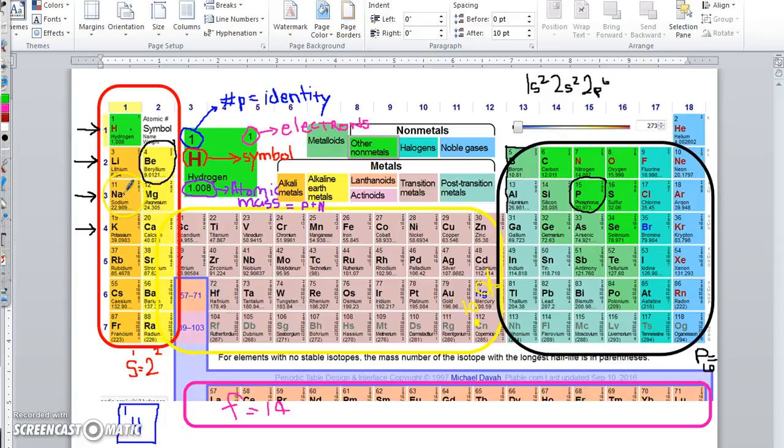Then I go down to 3s. So I've got to put 2 electrons in the s orbitals, so 3s2. And then I skip over all the way to 3p. So I have 3p1, 3p2, 3p3. Okay, so my orbital notation is 1s2, 2s2, 2p6, 3s2, 3p3.